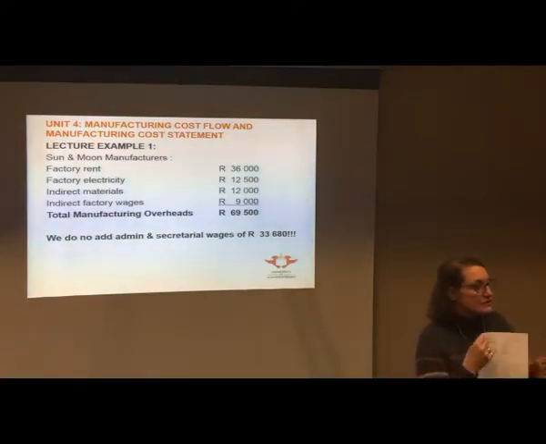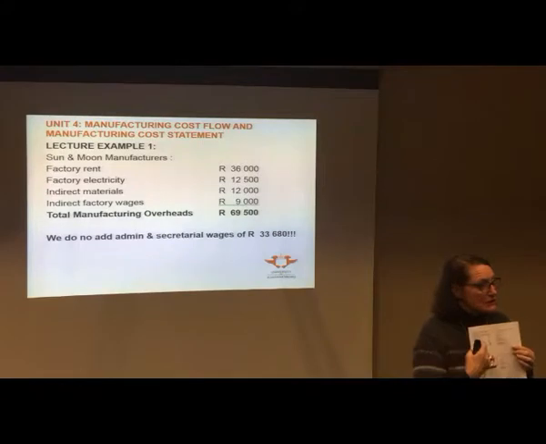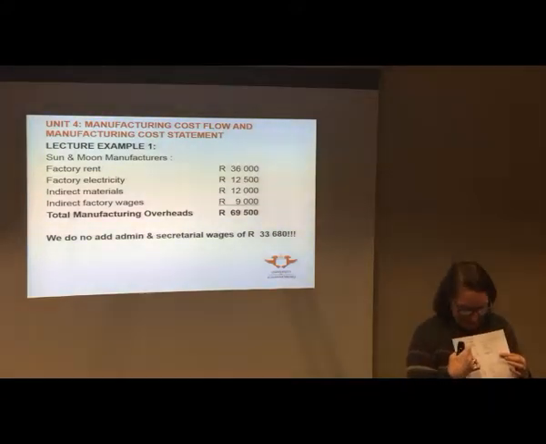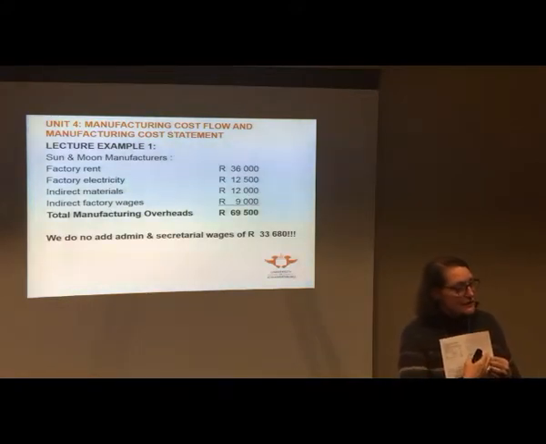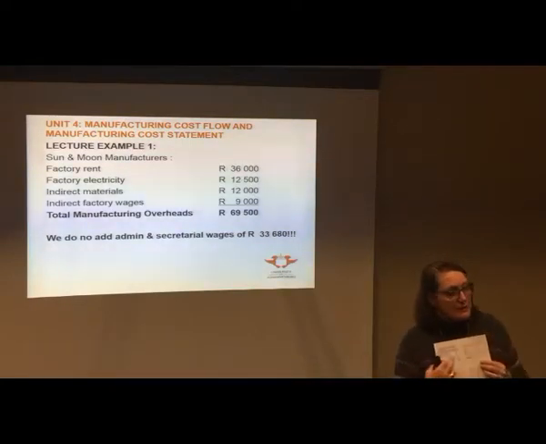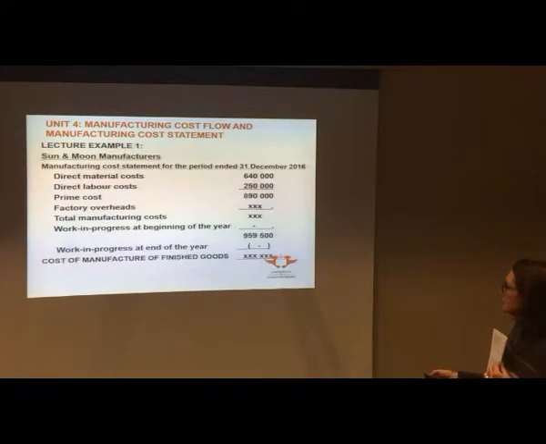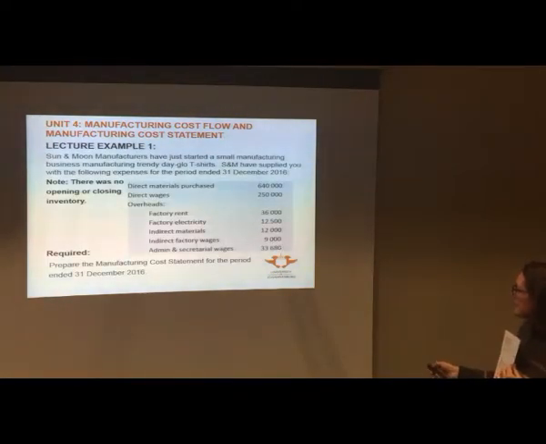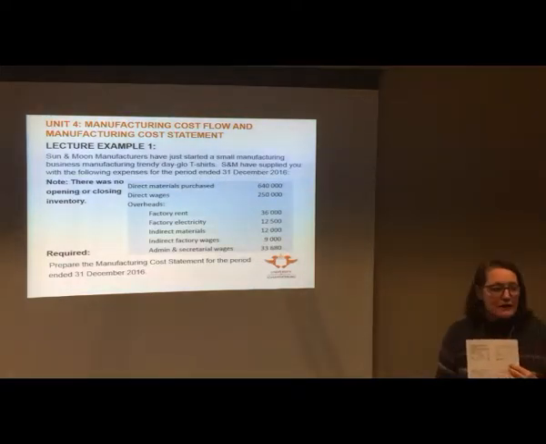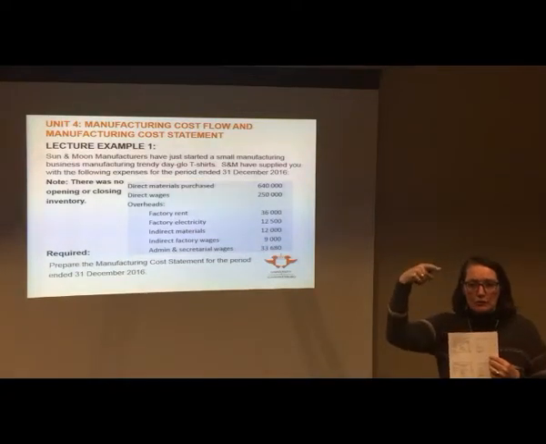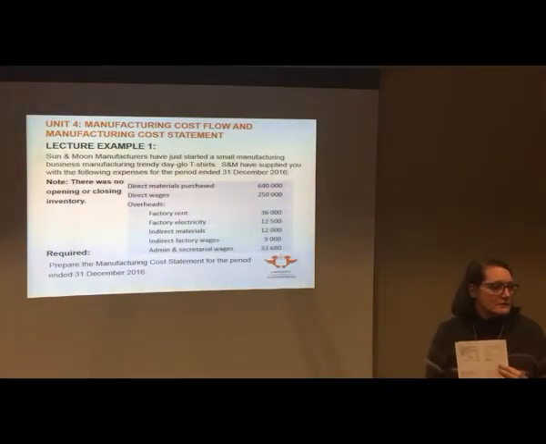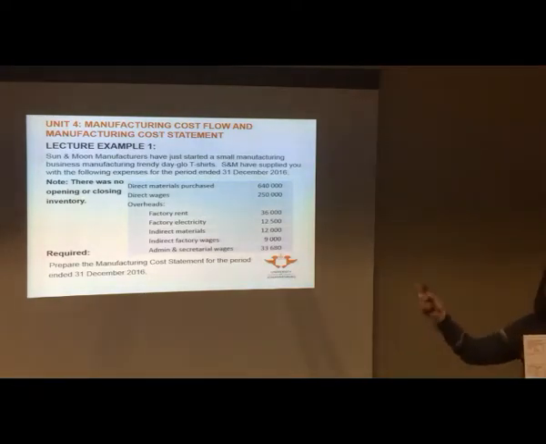So this is the structure of the manufacturing cost statement. This is the question. You're taking the direct materials, putting in direct labor, adding the two together to get the prime cost, and then calculating the manufacturing overheads, but remembering not to put in the admin and secretarial wages because they are not manufacturing costs. What are those costs called? Do you remember? Yes, period costs. Because they fall over the whole period, over the whole year.